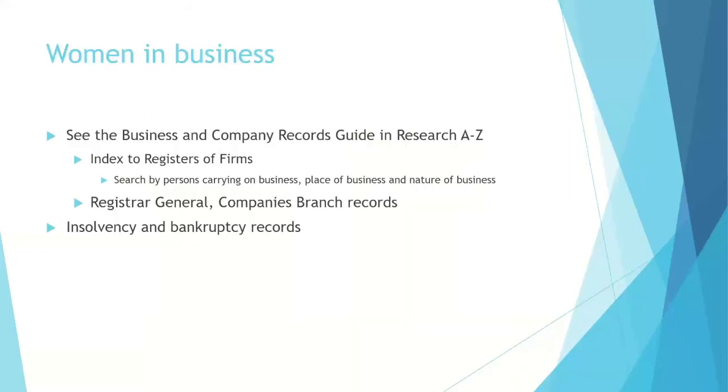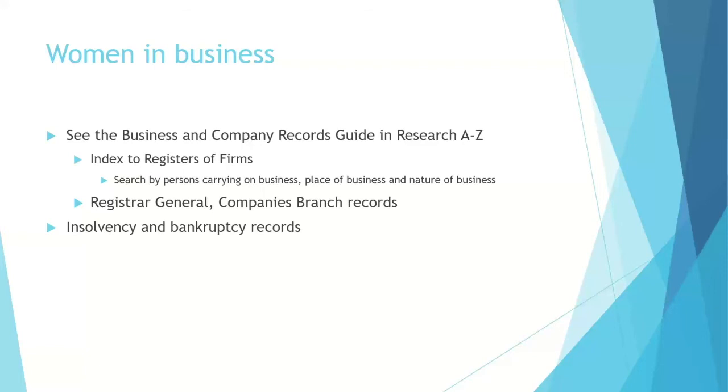Thinking about women in business, we have in our Research A to Z, our Business and Company Records Guide. We have an index to register of firms, which you can search. So firms and companies are quite different. Register of firms, register of companies. The firms were often things like grocery shops and dressmakers and smaller businesses quite often. And we've got registers of firms from 1903 to 1922. And you can search these by the people who carried on a business or by a place of business, and you can also search them by the nature of the business.